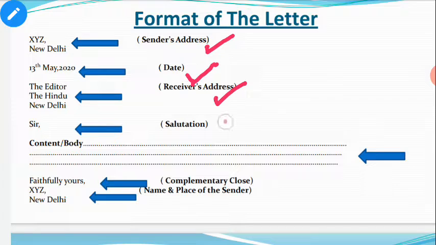Then salutation, Sir. Then put a comma, and then comes the body of the letter. This is the body, or content, of the letter, which should be written in 3 different paragraphs. And finally the complimentary close, which is Yours faithfully or Faithfully yours, followed by the name and signature of the sender, XYZ, New Delhi. So these are the important parts of a formal letter.